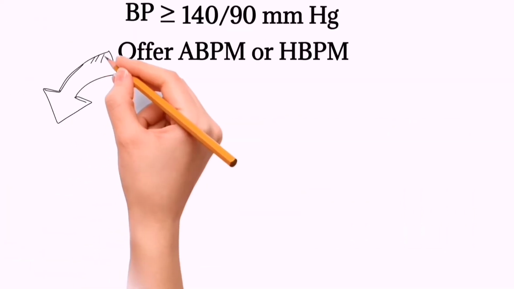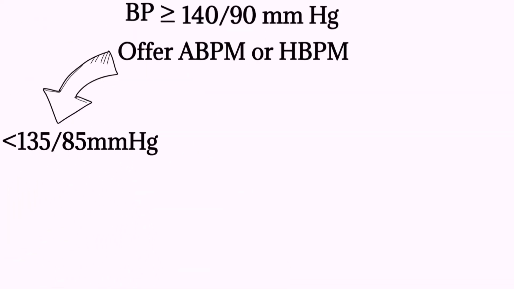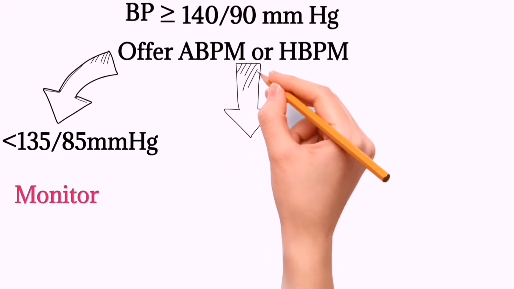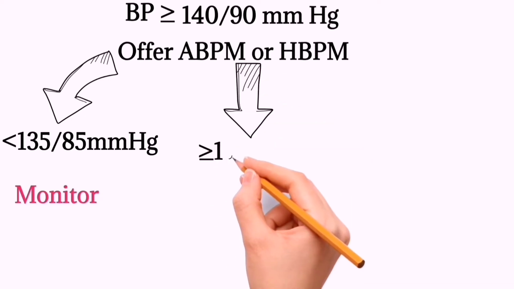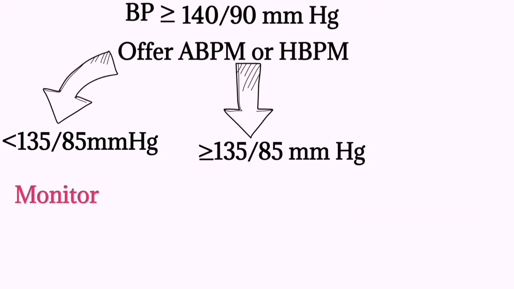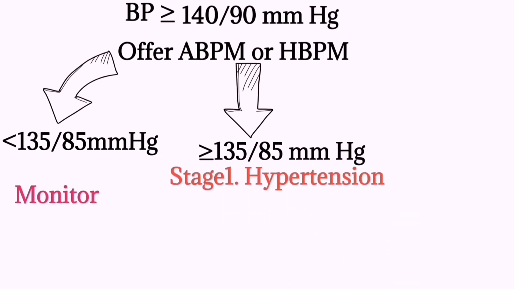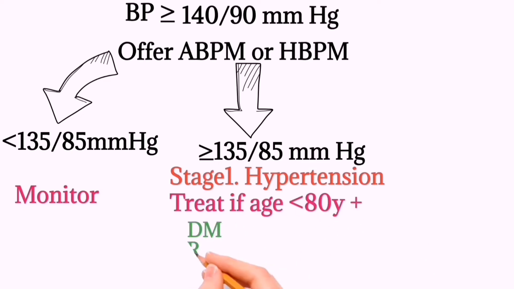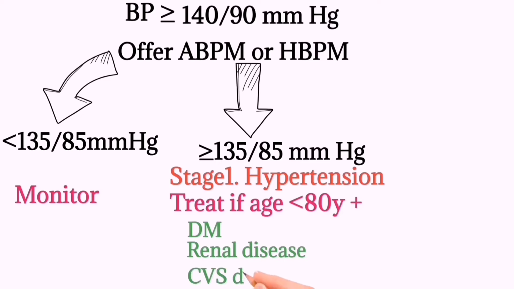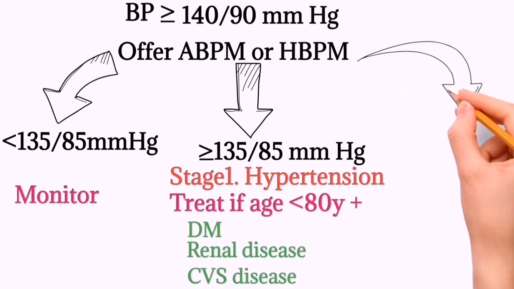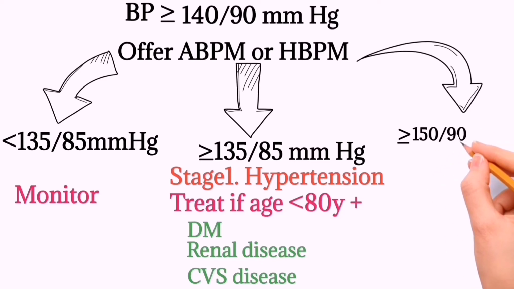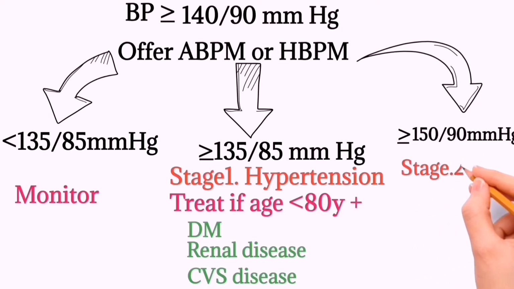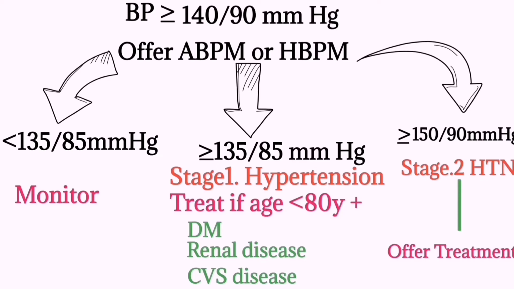If ABPM or HBPM is less than 135/85 millimeter of mercury, then there is no need of treatment. Just monitor the patient's BP weekly or monthly. If ABPM or HBPM shows BP equal or greater than 135/85 millimeter of mercury, this is stage 1 hypertension. Treat if the age of the patient is less than 80 years with diabetes mellitus, renal disease, CVS disease, or neuropathies. If ABPM or HBPM shows BP equal or greater than 150/90 millimeter of mercury, this is stage 2 hypertension. Offer treatment for him.